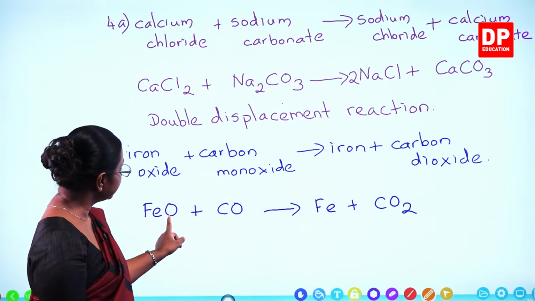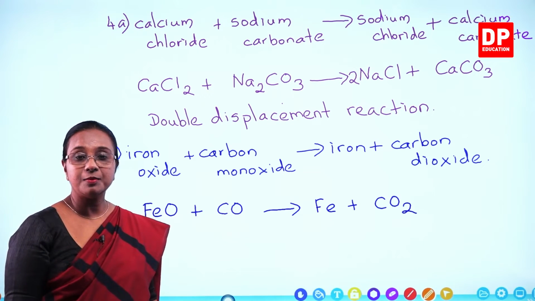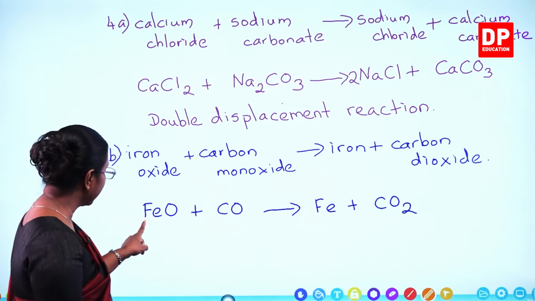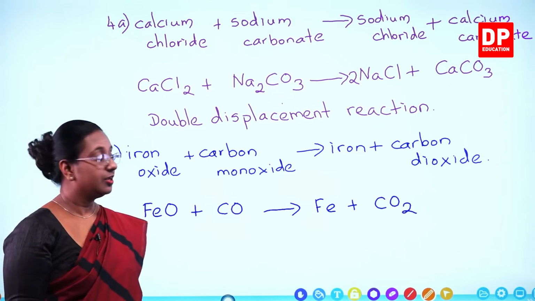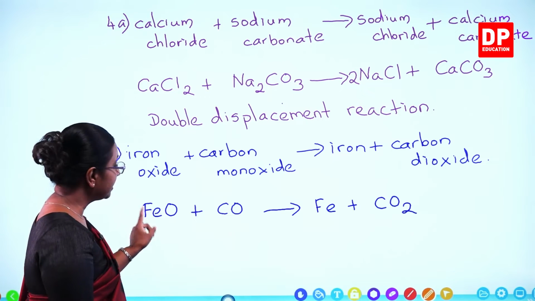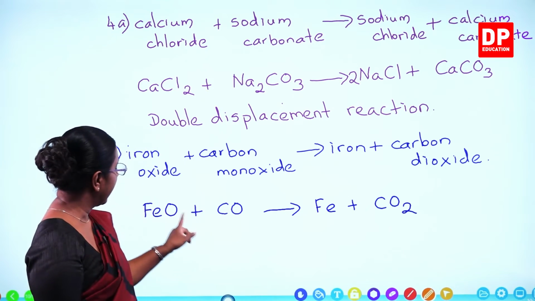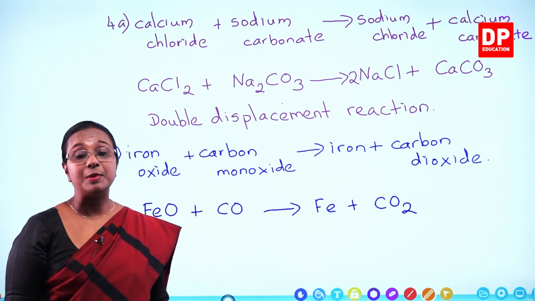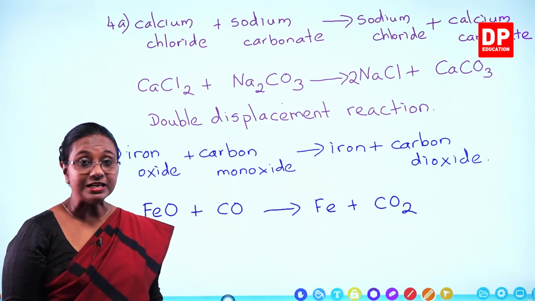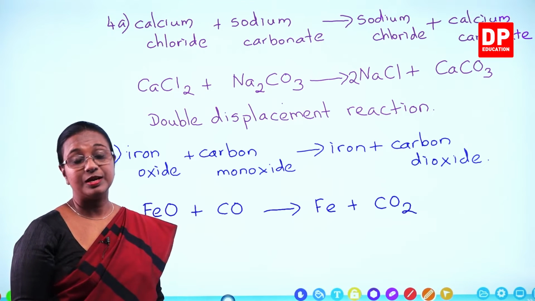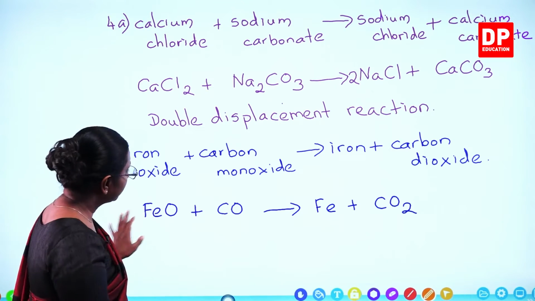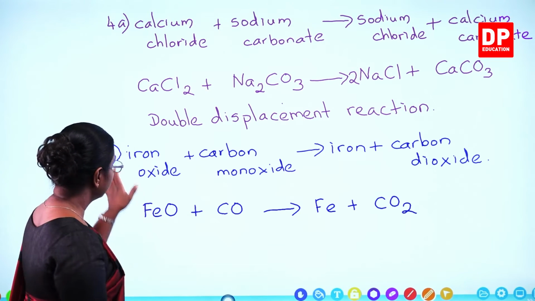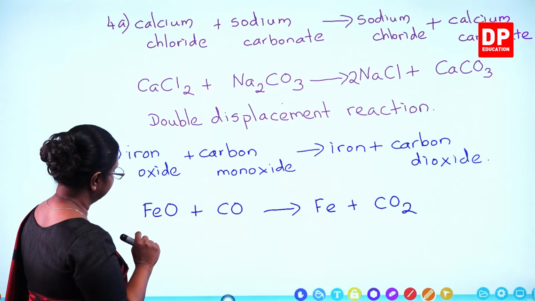Now you can see this oxygen has combined with carbon monoxide. So what has happened? Carbon monoxide has displaced iron. So carbon monoxide displaces iron, iron comes out and oxygen combines with carbon monoxide giving rise to carbon dioxide. So that has to be a single displacement reaction. So you all can understand that it is a single displacement reaction. So now we need to balance it.